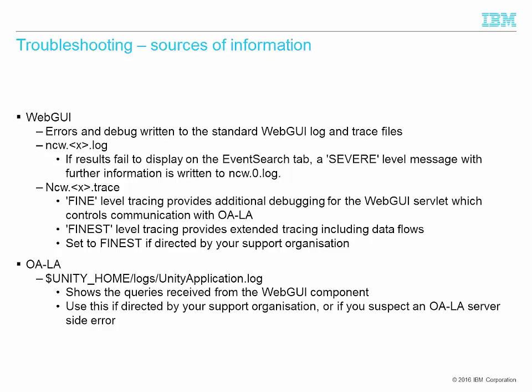The log of most interest on the OALA server is the Unity application log. This shows the queries received from the web GUI component, how they were processed, that kind of thing. Use this log if directed to by your support organization, or if you suspect the error is on the OALA server side.